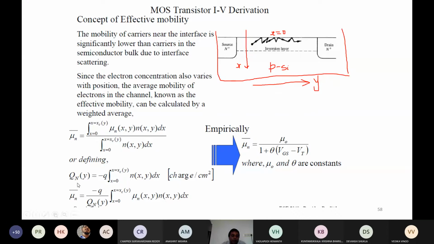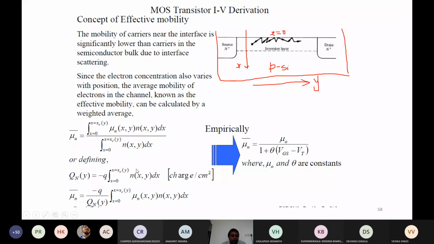Whatever Q1 we are defining, it is charge per unit area. Charge per unit area also means integration, because it is not constant everywhere, it is varying. So we generally adopt integration. To find the charge, we are integrating from x equal to 0 to xc, and we are also able to substitute this integral from x equal to 0 to x equal to xc of xy dy.